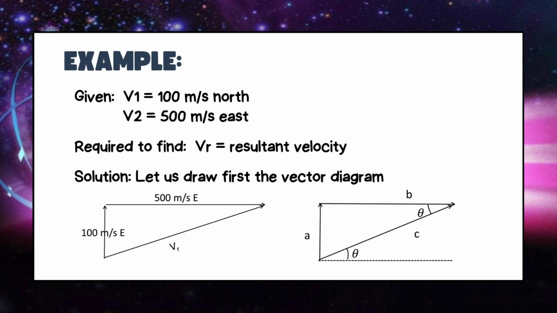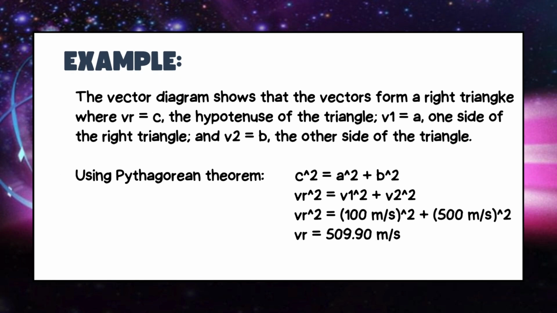Solution, you can see that we draw first the vector diagram. The vector diagram shows that the vectors form a right triangle, where VR is equal to C, the hypotenuse of the triangle, vector 1 is equal to A, one side of the right triangle, and vector 2 is equal to B, the other side of the triangle.